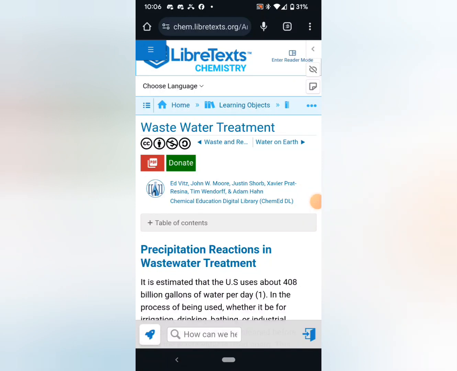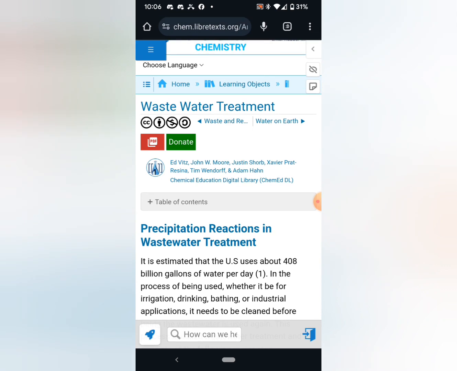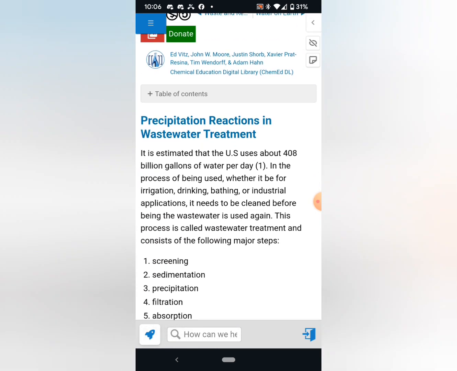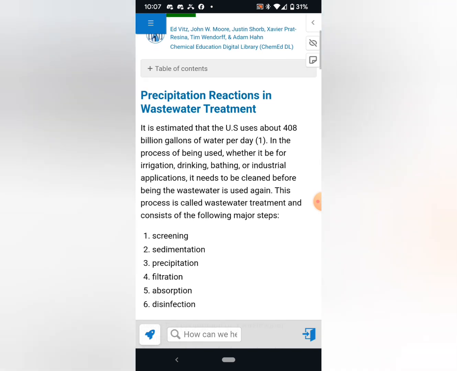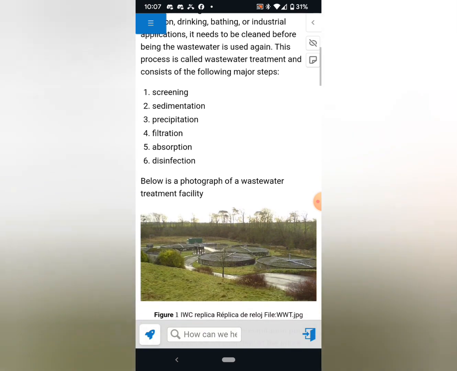Now let's switch gears over to our critical thinking prompt for this week. What we're going to be discussing is how this type of chemistry is used at water treatment plants to soften hard water. I found this really good article from the Chemical Education Digital Library by Vitz et al., and it talks about exactly everything that we would want to know for this prompt about how precipitation reactions are used in wastewater treatment.